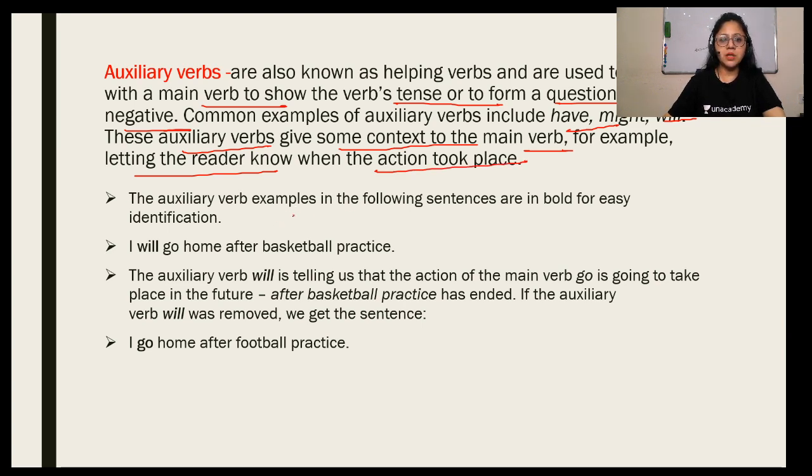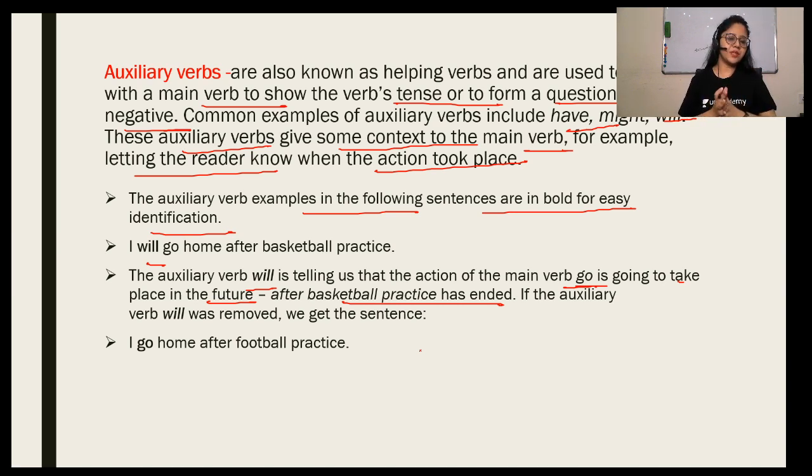The auxiliary verb examples in the following sentences are in bold for easy identification. I will go home after basketball practice. The auxiliary verb will is telling us that the action of the main verb go is going to take place in the future, after the basketball practice has ended. So Abhishek, I've done a separate class on modals, and that's very, very important. Please go through it. It's part of my grammar series part 1 and grammar series part 2.